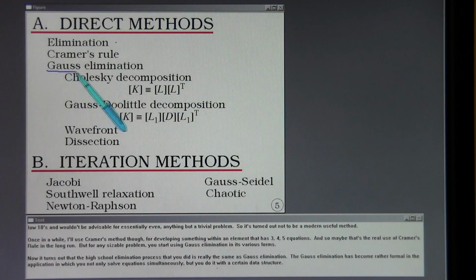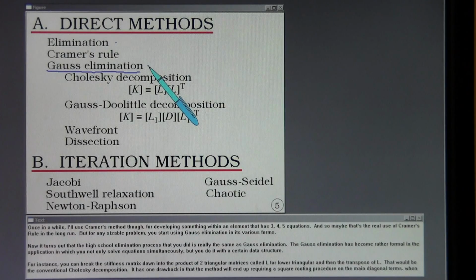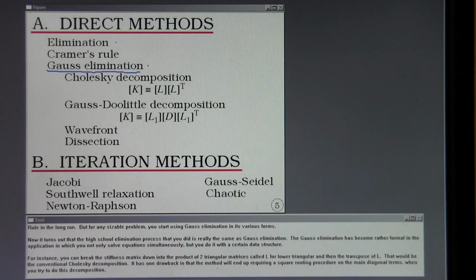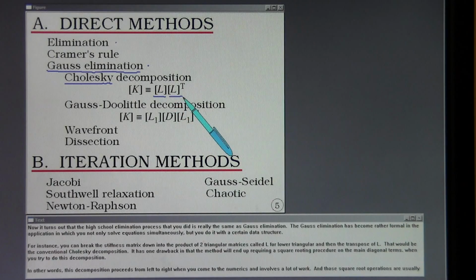But for any sizable problem, you start using Gauss elimination in its various forms. Now, it turns out that the high school elimination process that you did is really the same as Gauss elimination. But Gauss elimination has become rather formal in the application, in which you not only solve the equation simultaneously, but you do it with a certain data structure. For instance, you can break the stiffness matrix down into the product of two triangular matrices called L for lower triangular, and then the transpose of L. That would be the conventional Cholesky decomposition.